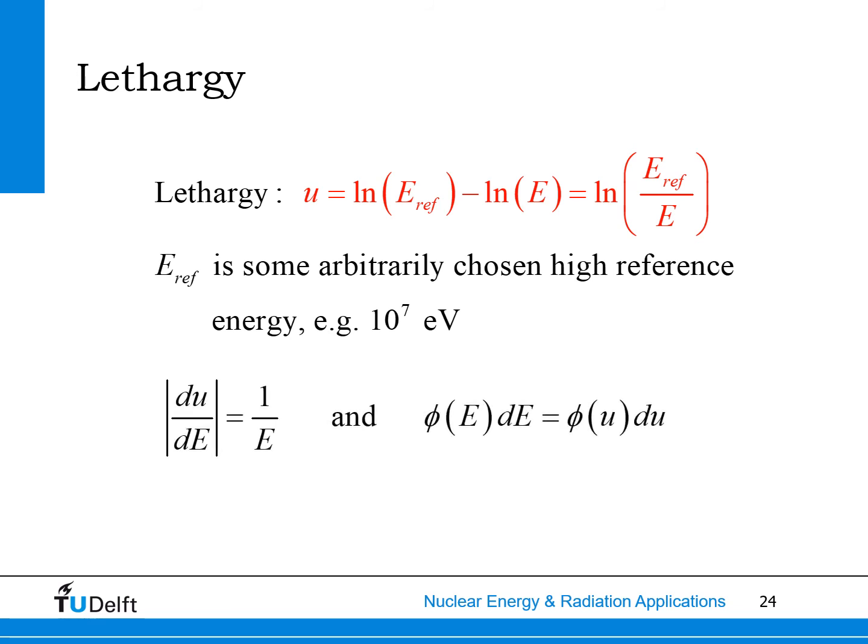From the definition of lethargy, we can derive that du/dE is 1 over E, as shown in the left formula on this slide. And for the neutron balance must hold φ(E) dE equals φ(u) du, as shown on the right hand side of this slide. From these two expressions, we can derive that the flux per unit lethargy φ(u) equals E times the flux per unit energy φ(E).